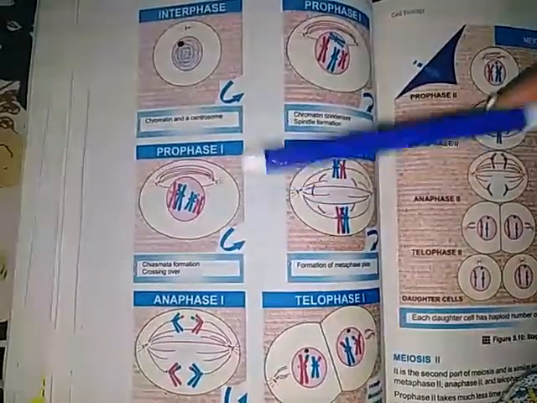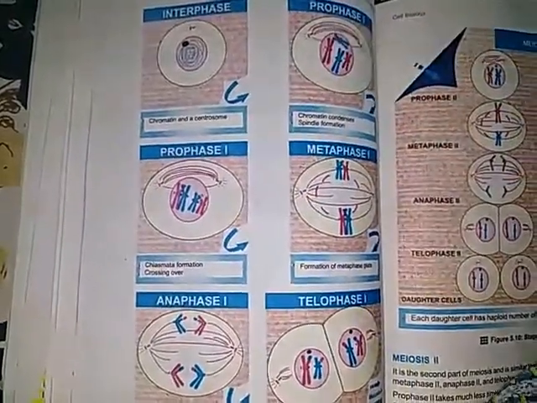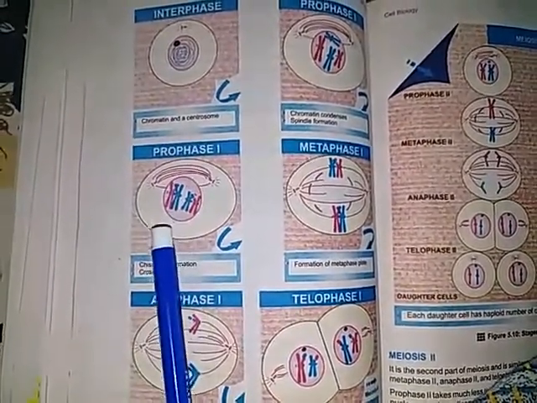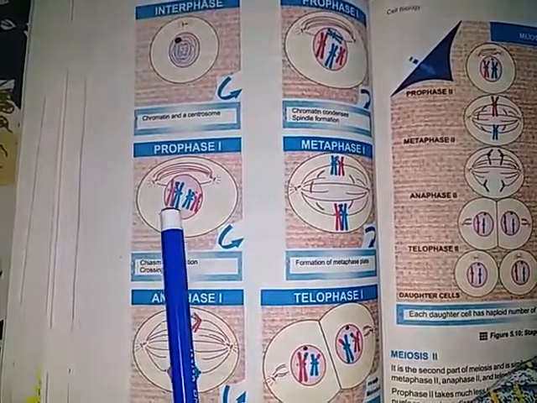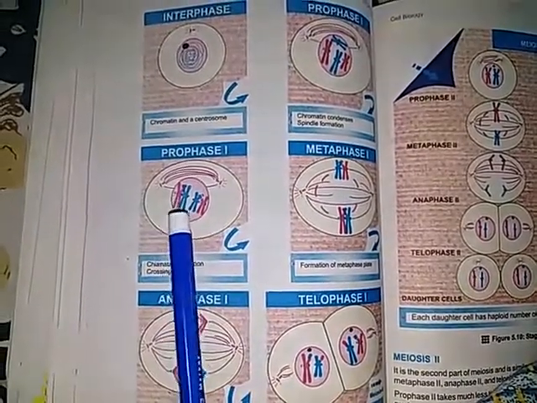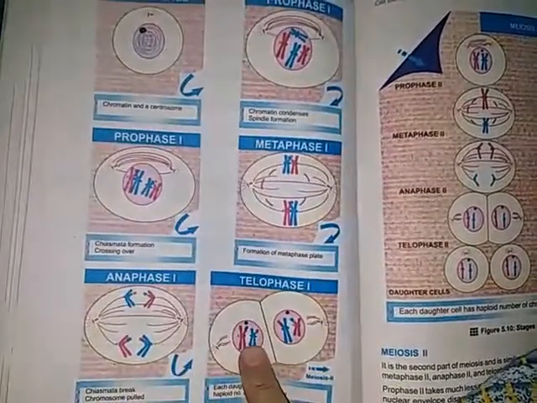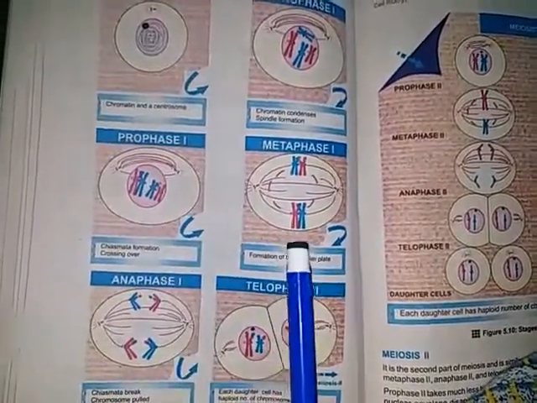Students, this is the difference. What is crossing over? Crossing over is the exchange of segments between the chromosomes. Here the chromatids exchange their segments, and the difference between the parent and the daughter cell is due to the crossing over. Next is metaphase.